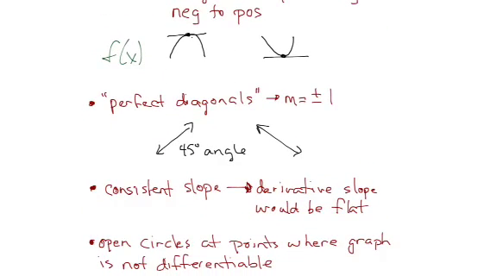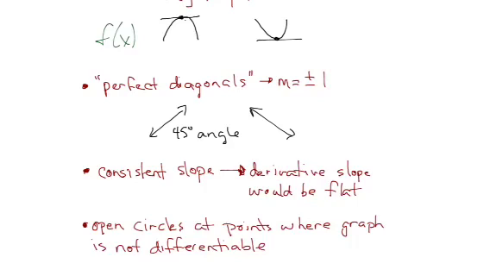Some other things to remember about slope: if you have that perfect 45-degree angle diagonal, that's your slope of +1 or -1. And then something that's going to take a little getting used to is when you have a consistent slope, the derivative slope is flat. That's going to be one we look at in our first example, because that's a little hard to understand. And then don't forget about open circles at points where the graph is not differentiable. That's what we worked on yesterday, finding those points.